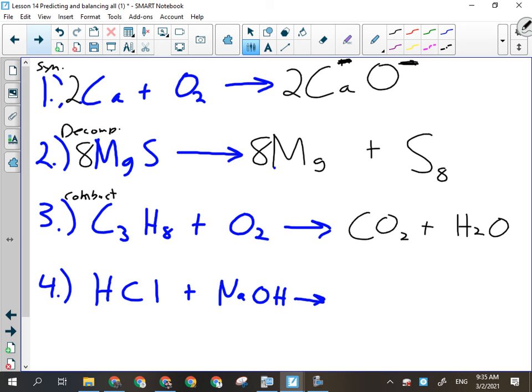Okay, do I need both balancing rules for this one? Nope. Okay, 3 carbons, 8 hydrogens, 8 hydrogens, okay, 4 oxygens plus 6 oxygens is 10. 5 times 2 is 10.